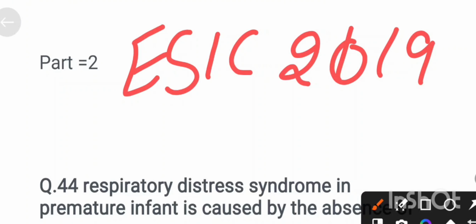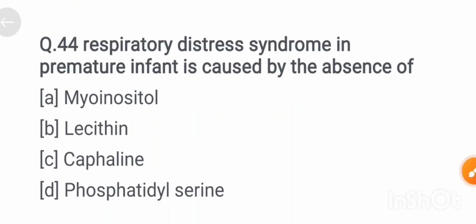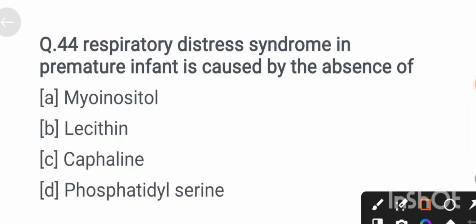Let's get started. Question number 44. Respiratory distress syndrome in premature infants is caused by the absence of: option A, myoinositol; option B, lecithin; option C, cephalin; option D, phosphatidylserine. Correct answer is option B, lecithin.